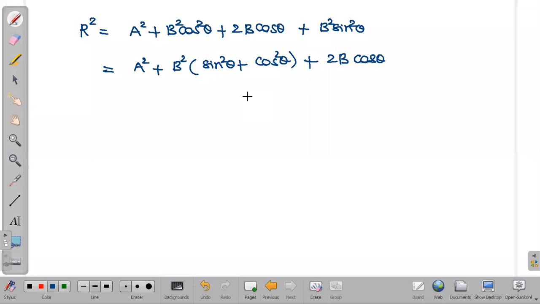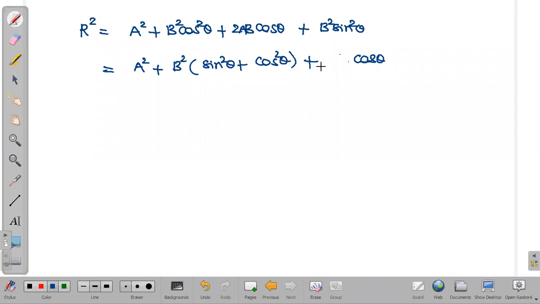Now, here 2AB cos theta I will get. One second. It is 2AB cos theta, no, it is A plus B cos theta whole square. So I will be getting 2AB cos theta.